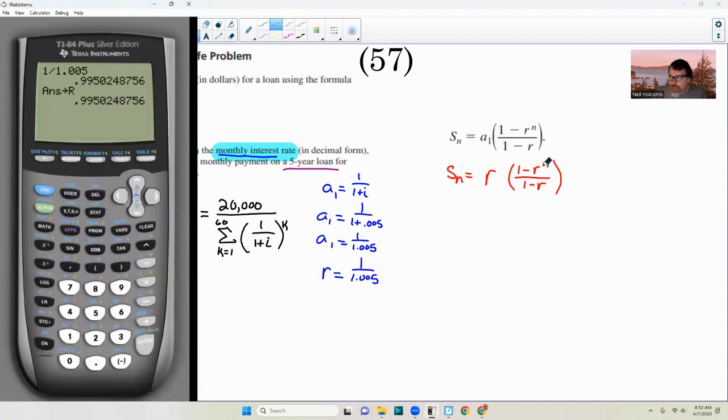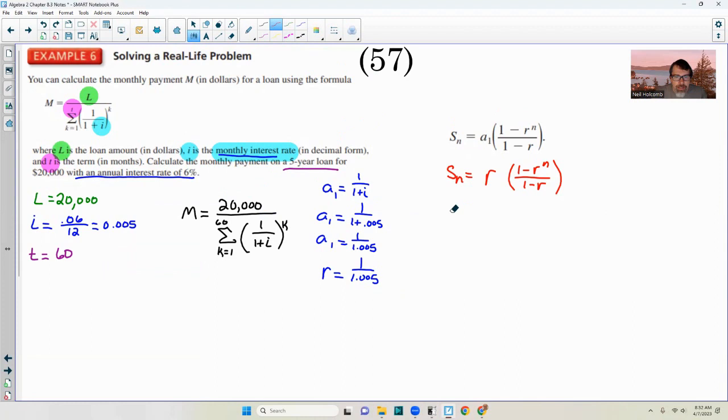Okay, so it's r. Here's an r. Here's an r. And what is my n? Well, it's the number of months. So in our situation, our n is 60. So we're looking for the sum of 60 monthly payments, which will become r times 1 minus r to the 60 over 1 minus r. Okay. So there's what we're going to plug in the calculator. So we're going to find how much our monthly payments are.